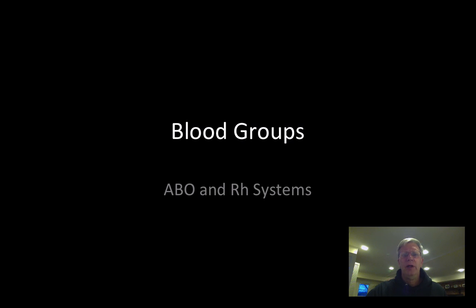Today I'd like to talk to you about blood groups and particularly the ABO and Rh systems. These two systems are by far and away the most common of the blood type systems. There are others. In fact, there's about 30 other different blood groupings, but we're going to focus our attention on the two most common blood type systems, the ABO and the Rh systems.